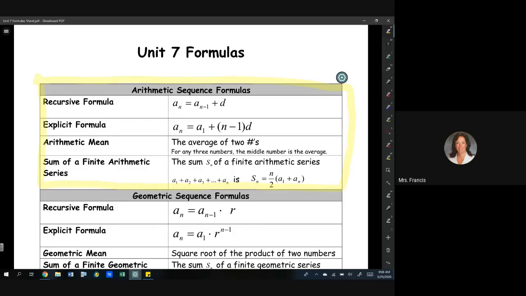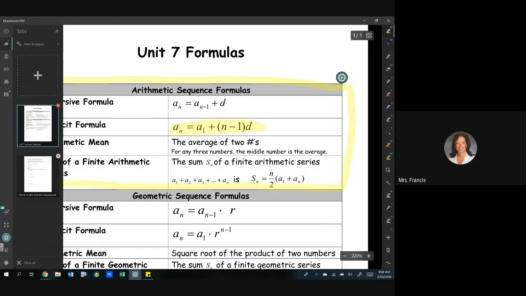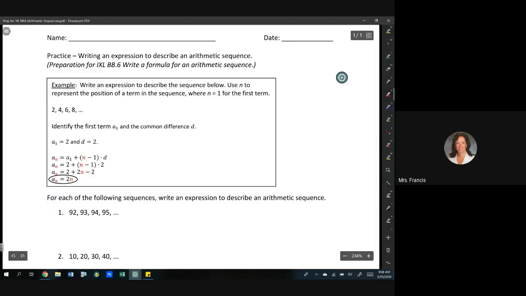All right, and it says to write a formula for an arithmetic sequence. So we're going to be using this formula right here, and we're going to be simplifying that when we go through these practice problems. I have an example just to demonstrate what you're going to be doing. Notice I have the formula right here. Always write the formula first before you proceed through the problem.